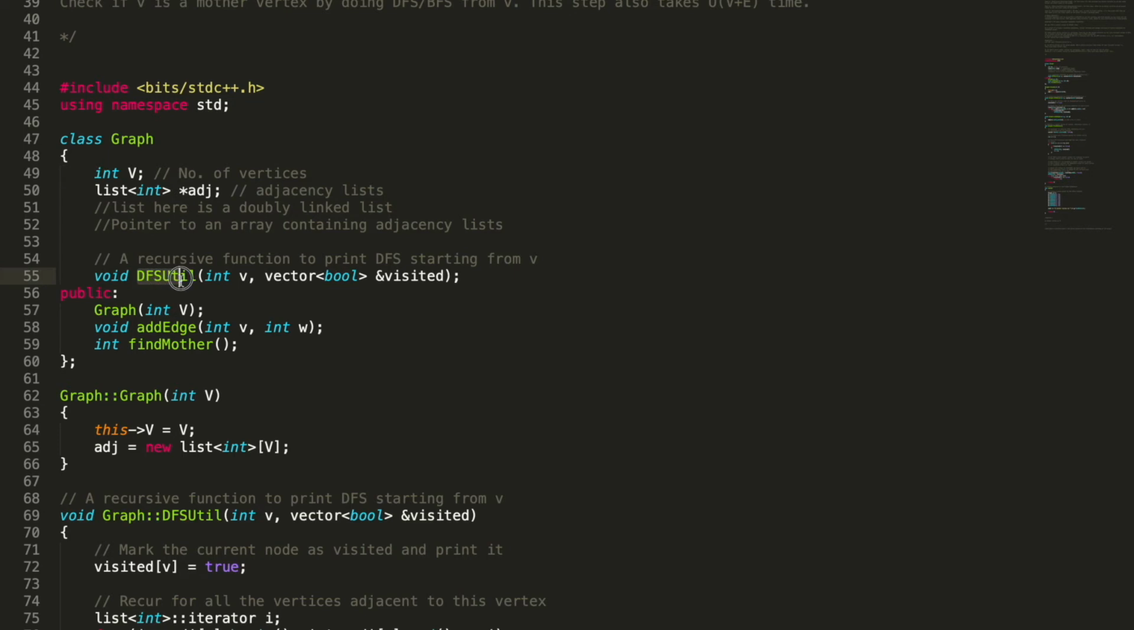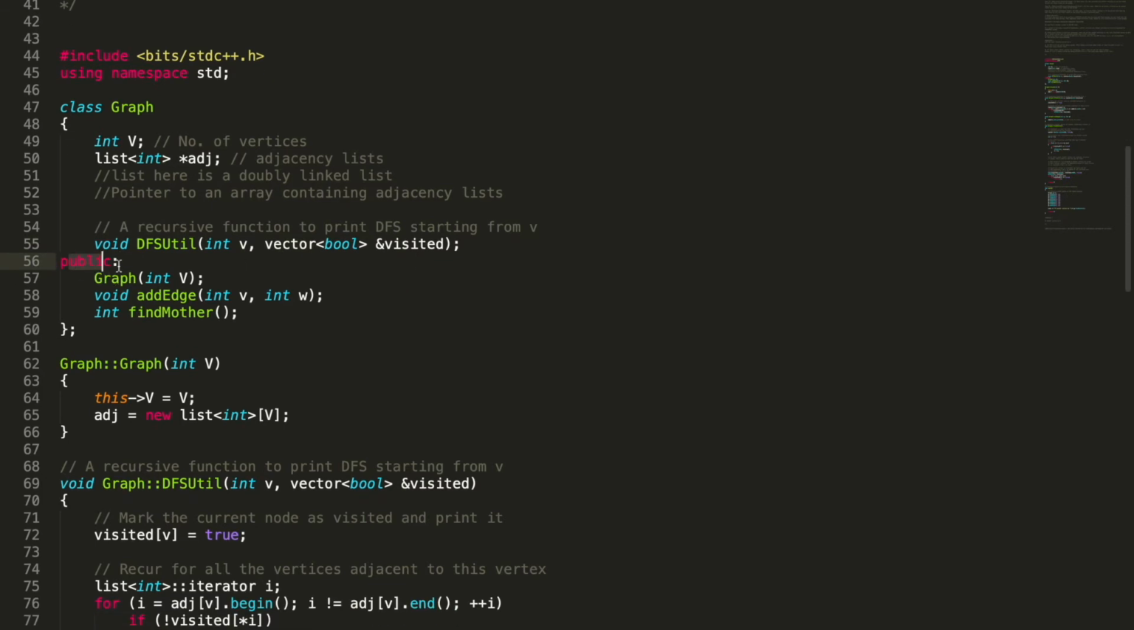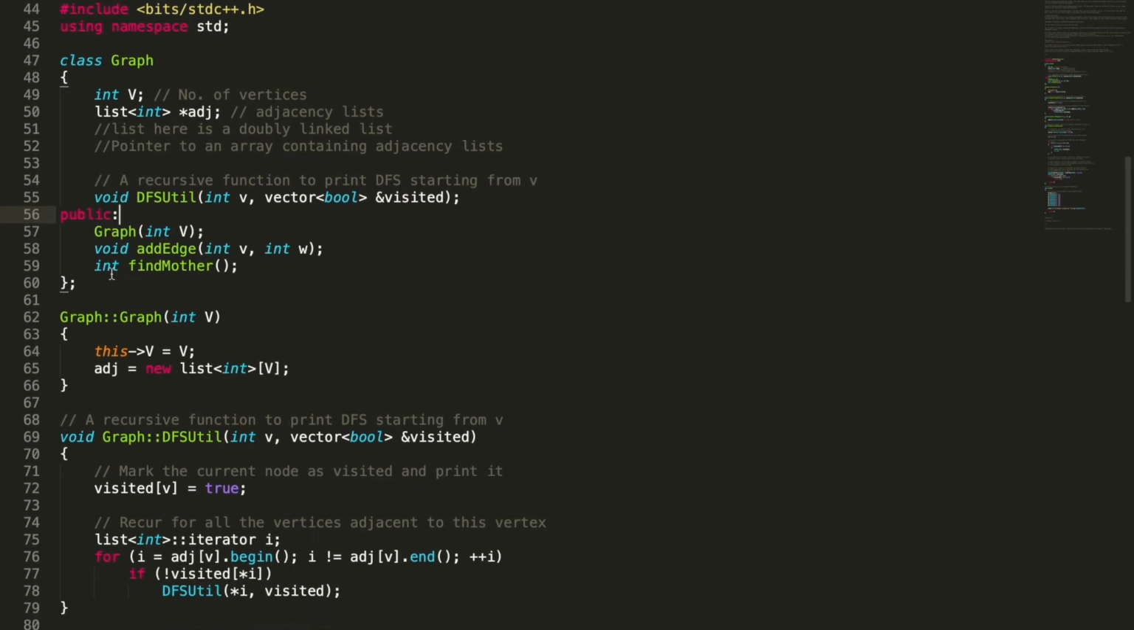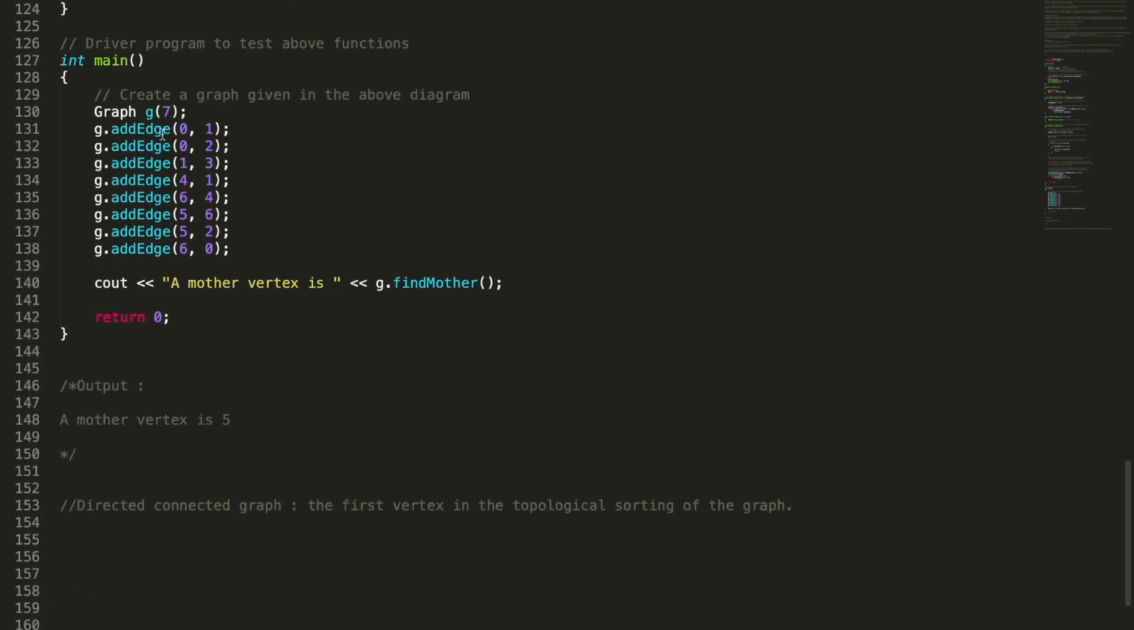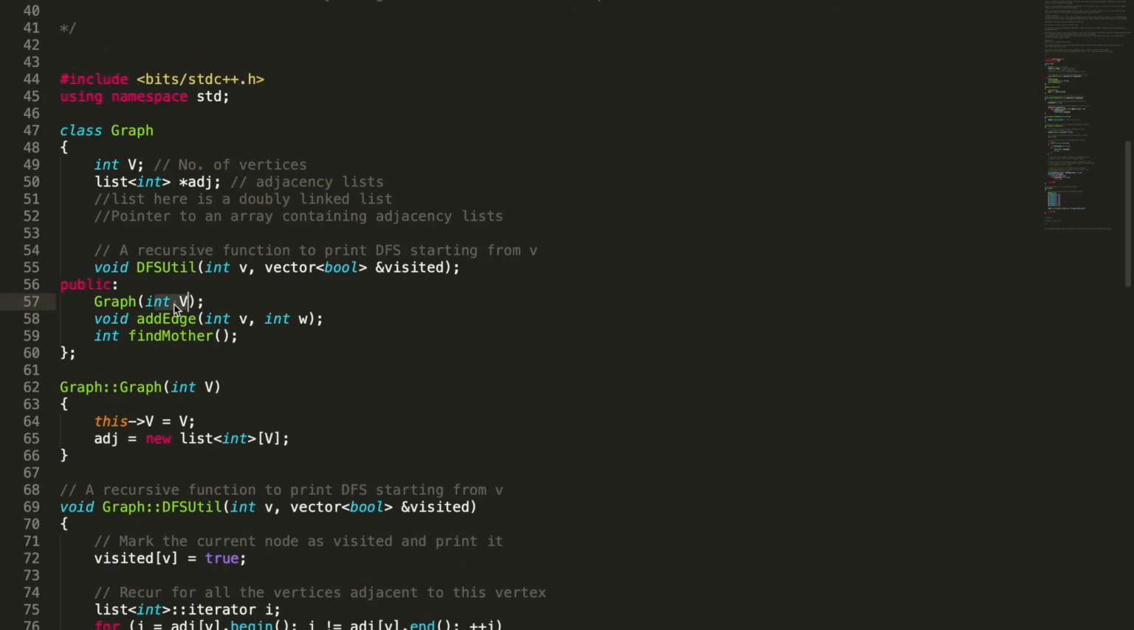We have a DFS util function here which takes the vertex as well as the visited vector. This will be a boolean vector in nature, and it is going to keep track of the visited or unvisited nature of each vertex. Now in public we have certain member functions. First is a constructor, because it goes by the same name as the class, but it is a parameterized constructor, so V is going to get passed here. The moment you pass graph G 7 here, this is going to get replaced by 7.